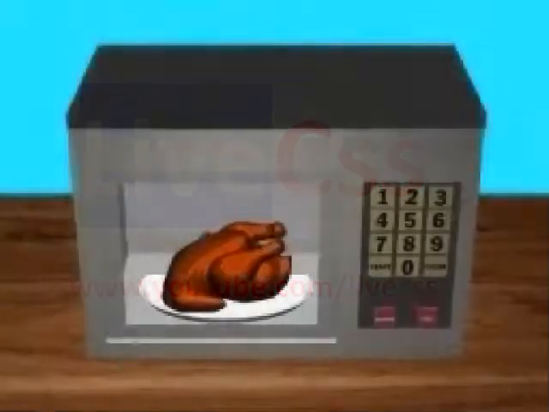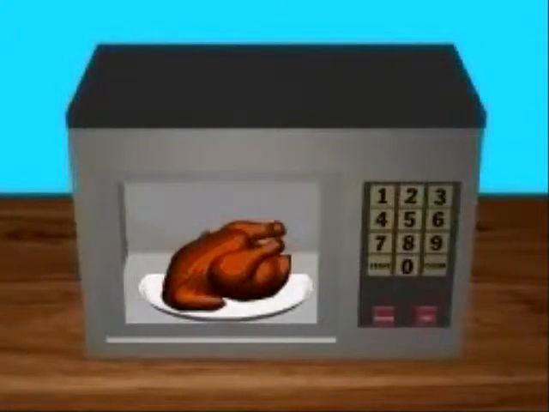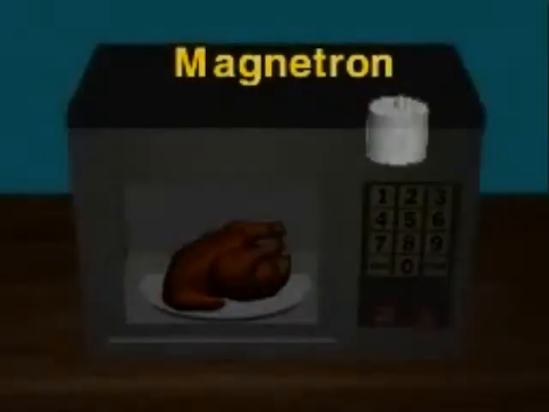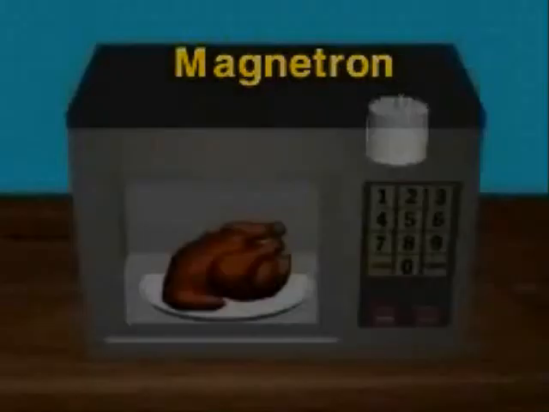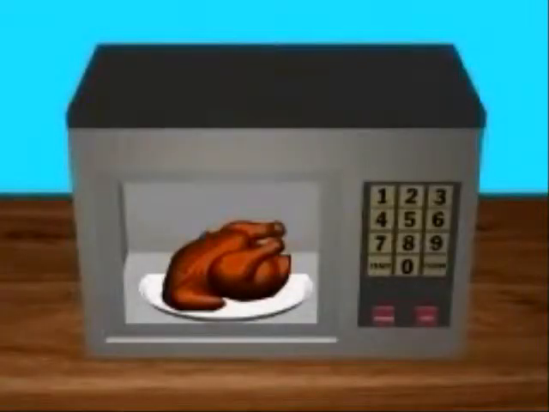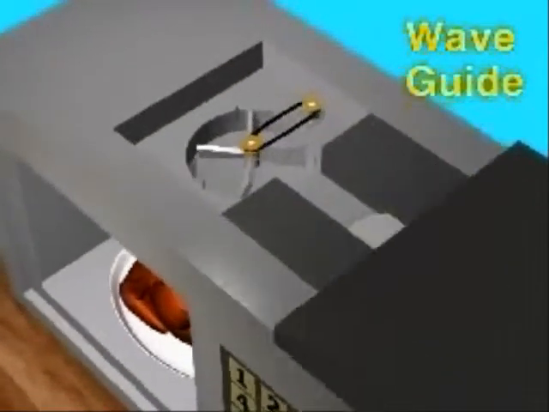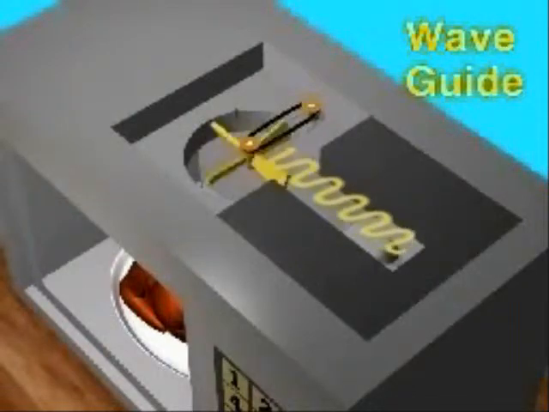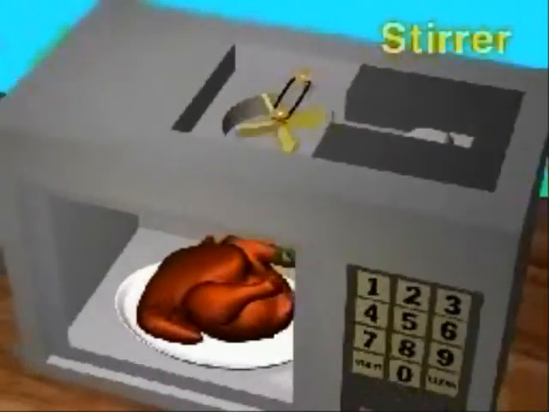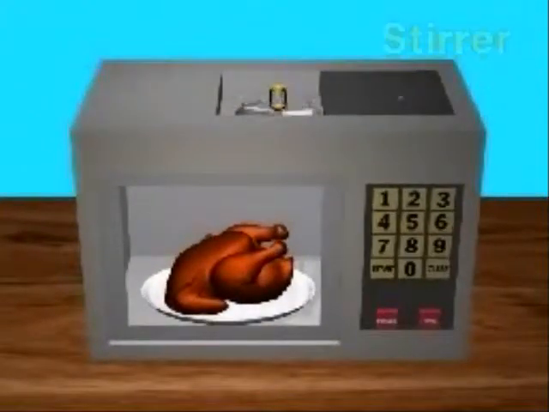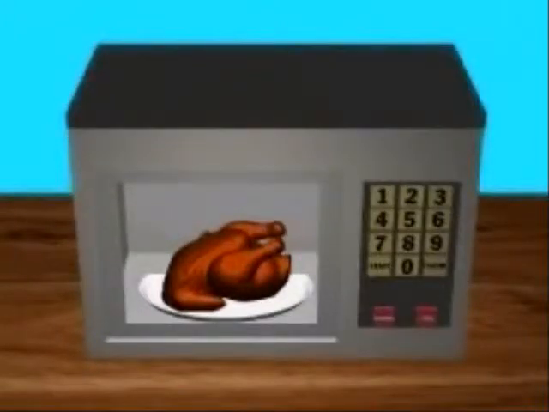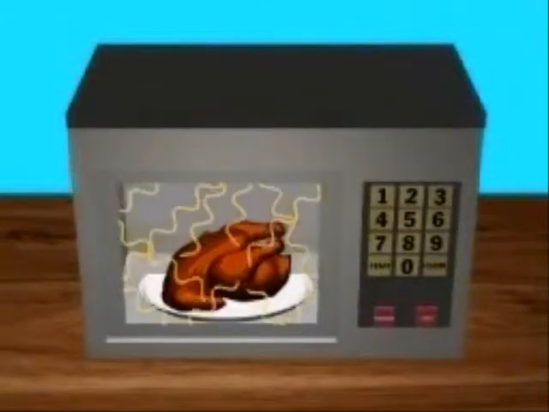In a microwave oven, an electronic vacuum tube called a magnetron produces short radio waves called microwaves. In most such ovens, these waves travel through a waveguide, a rectangular metal tube, to a stirrer, a fan-like device that scatters the waves around the metal interior of the oven. The waves bounce from wall to wall until they enter the food.